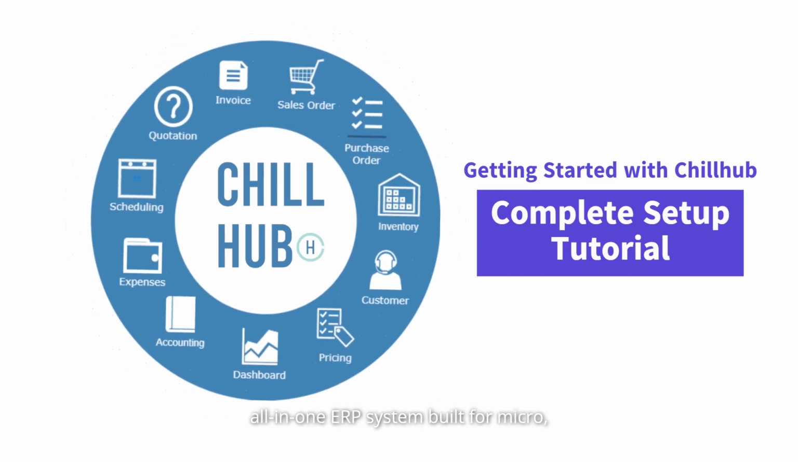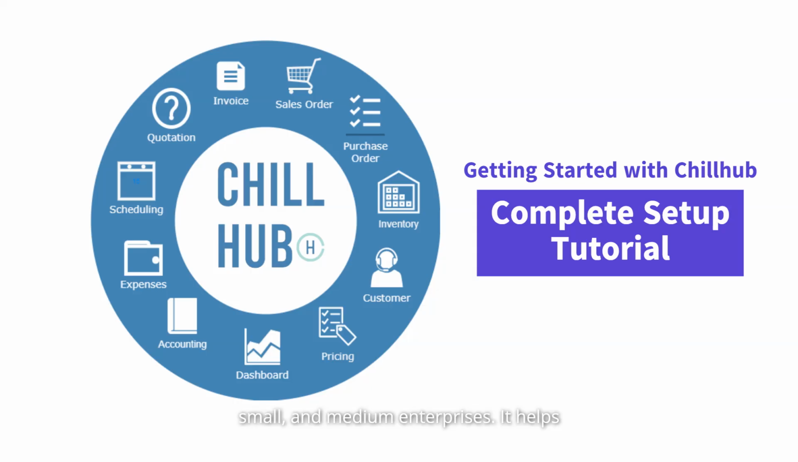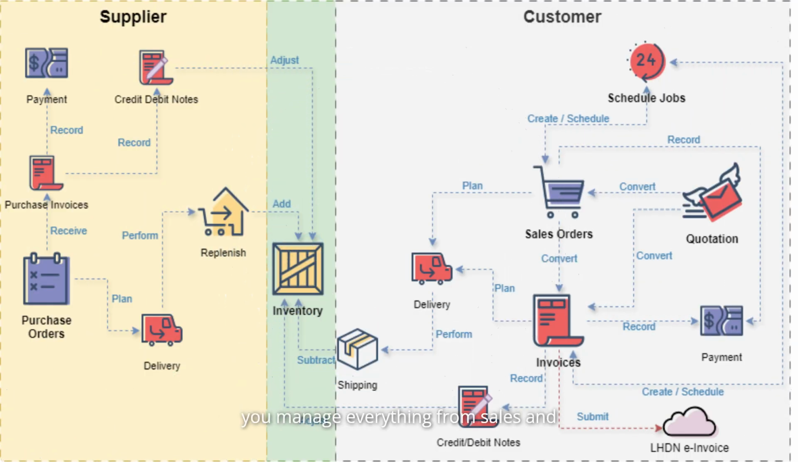Welcome to Chillhub, a cloud-based, all-in-one ERP system built for micro, small, and medium enterprises. It helps you manage everything from sales and inventory to finance and operations, all in one place, anytime, anywhere.